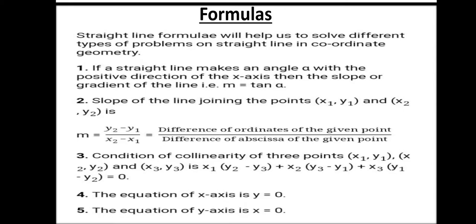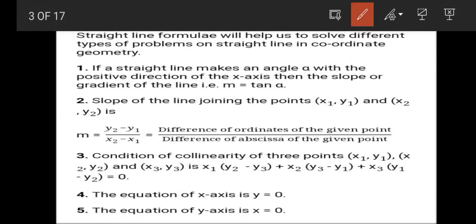Straight line formulas will help us to solve different types of problems on a straight line in coordinate geometry. Let's see the first one. If a straight line makes an angle alpha with the positive direction of the x-axis, the slope or the gradient of the line, that is m, is equal to tan alpha.